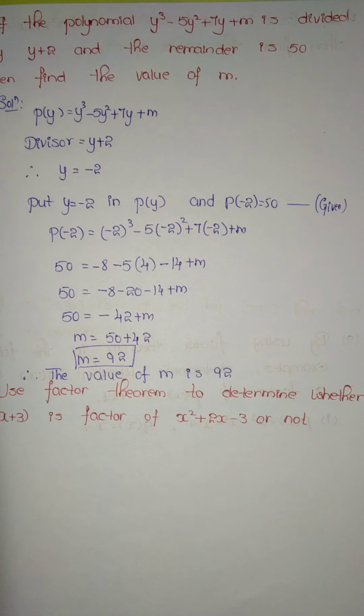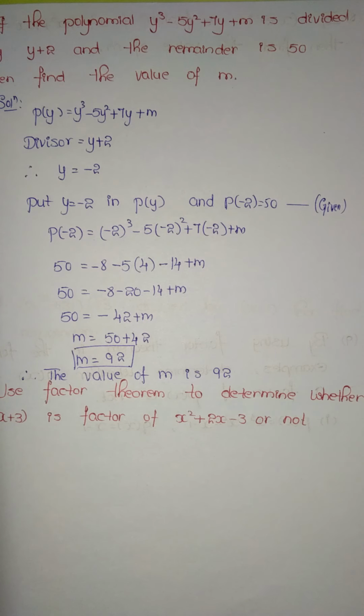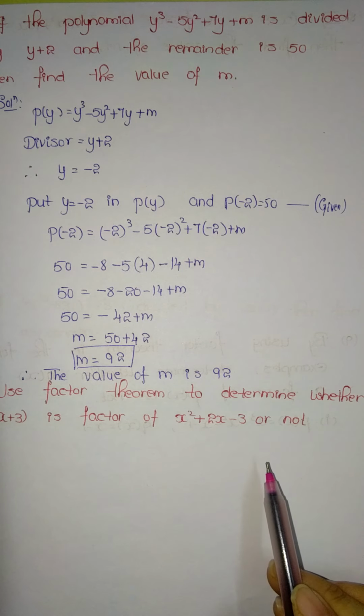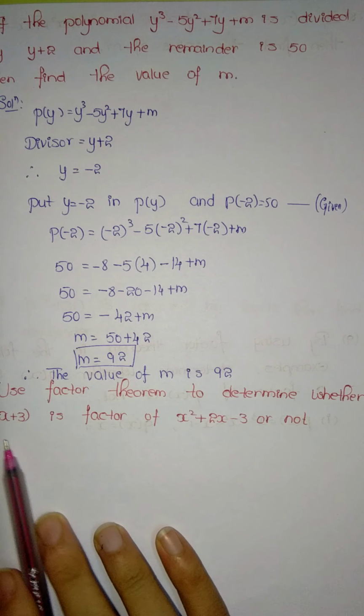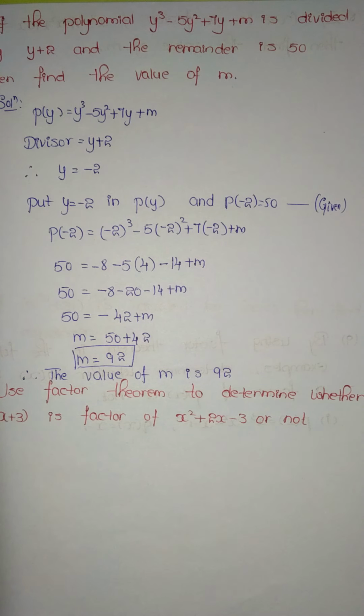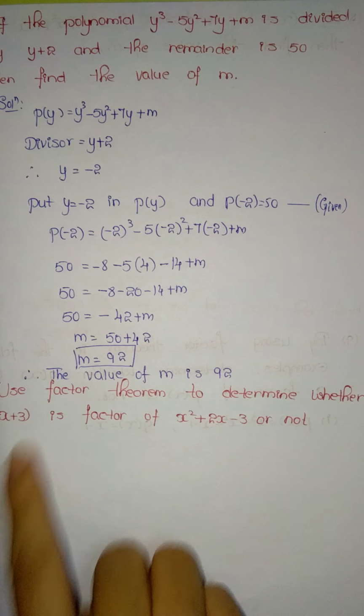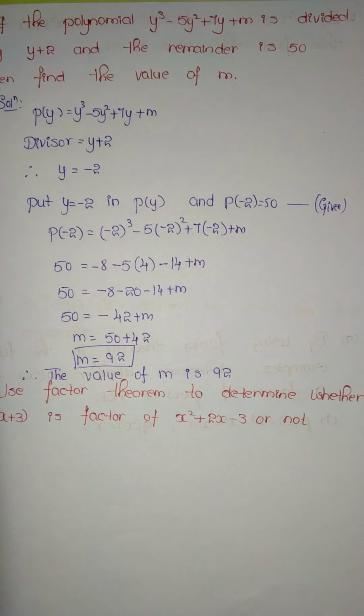Question number 7. Use factor theorem to determine whether x plus 3 is a factor of x square plus 2x minus 3 or not. So here, to find out, we take p of x, that is x square plus 2x minus 3, and the divisor is given as x plus 3. To find out whether it is a factor or not, we put in the value of x: here it is x plus 3, so we put x equal to minus 3. If our answer is 0, then that is a factor of the given polynomial. If 0 does not come, then it is not a factor of the given polynomial.